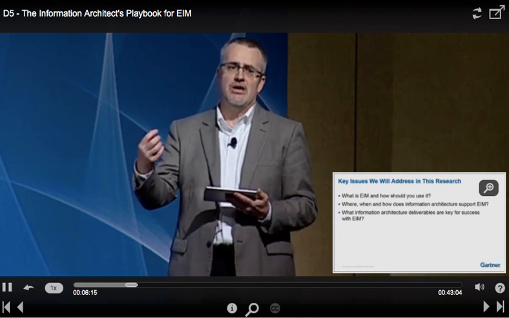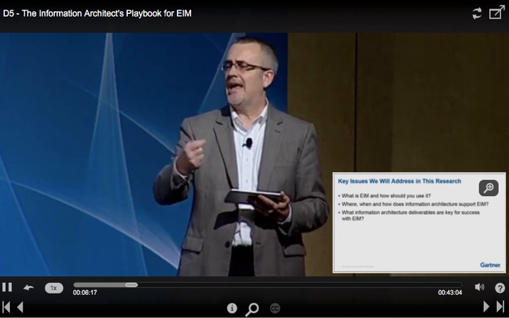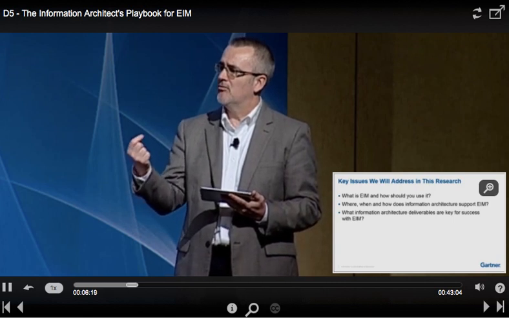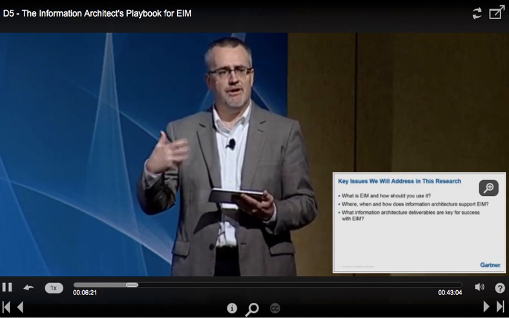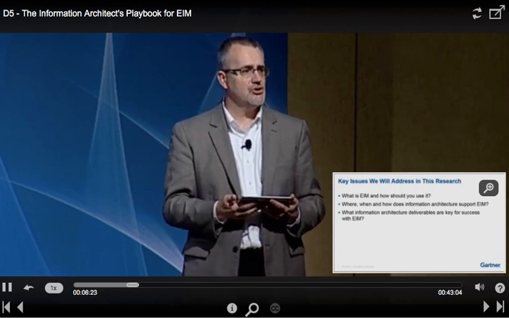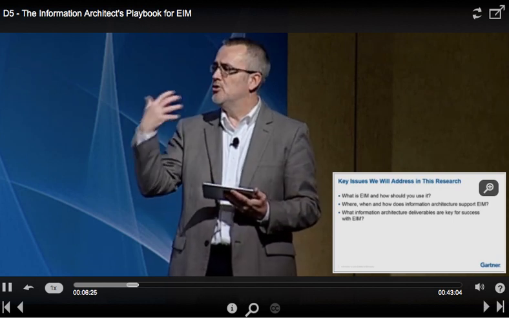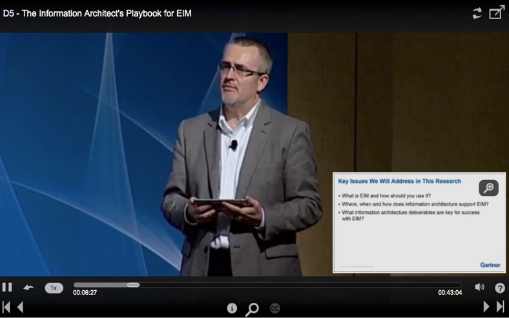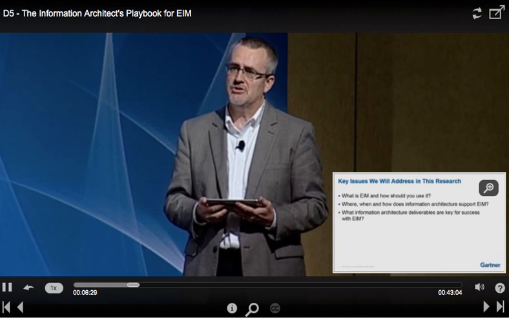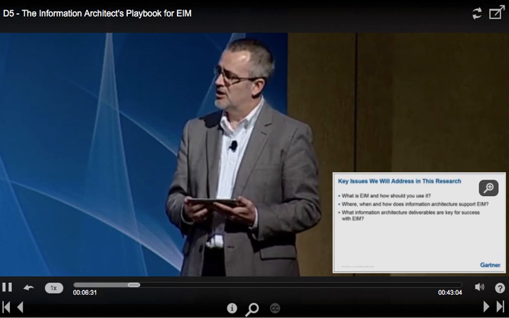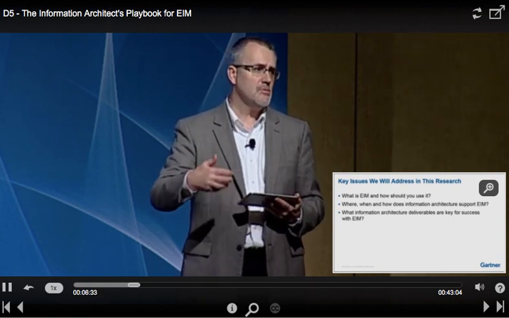Secondly, how does information architecture and EIM work together? They're not really separate. You can't really do one without the other. If you're looking for an information or a data and analytics strategy, you will need to use some tools and techniques from information architecture. We'll explore that in the second section. And the final section, go through some of the deliverables.